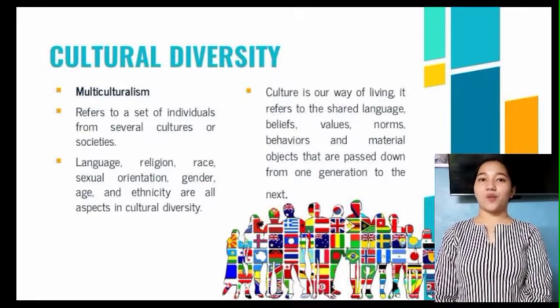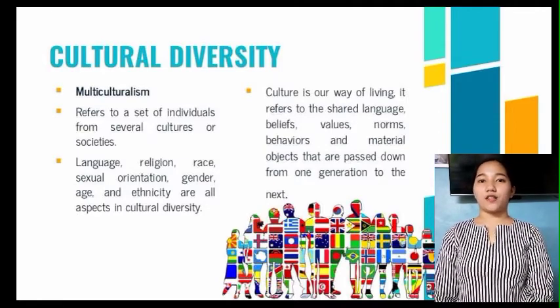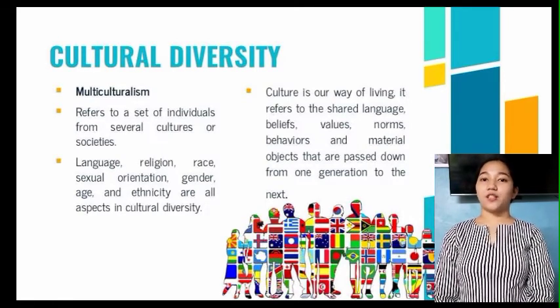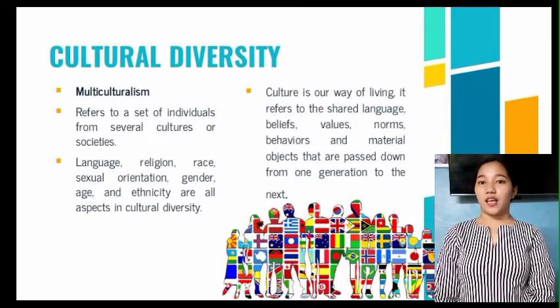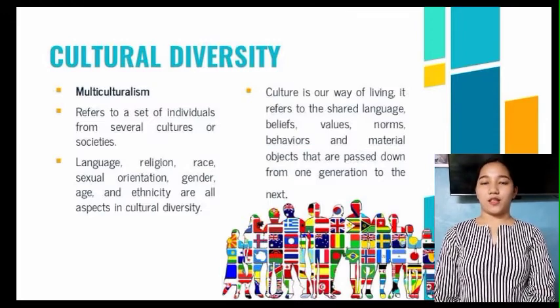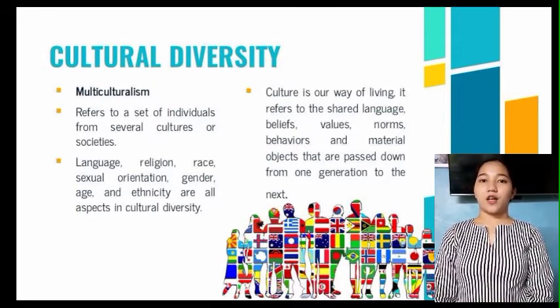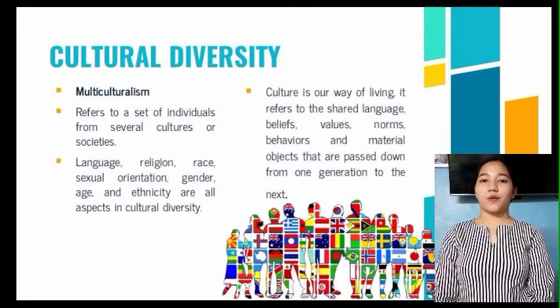Cultural diversity, commonly known as multiculturalism, refers to a set of individuals from several cultures and societies. Language, religion, race, sexual orientation, gender, age, and ethnicity are all objects in cultural diversity. Our culture is what shapes us. It shapes our behavior and our identity. Culture is our way of living.